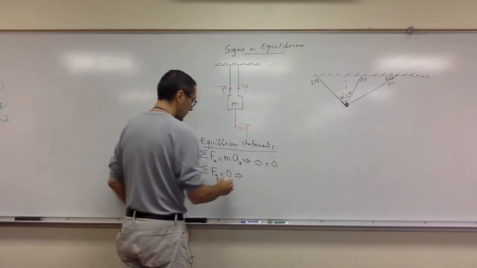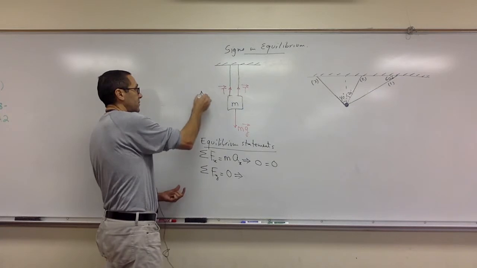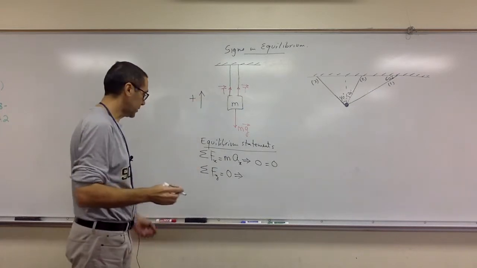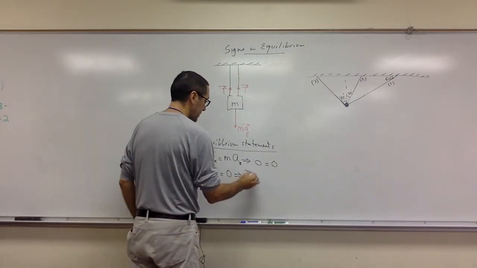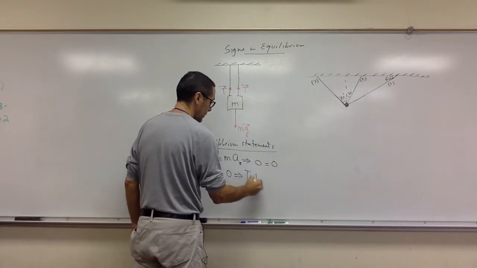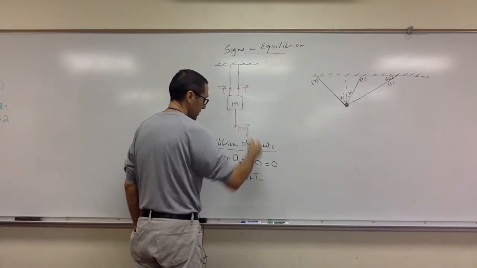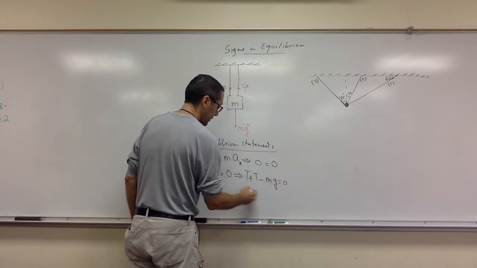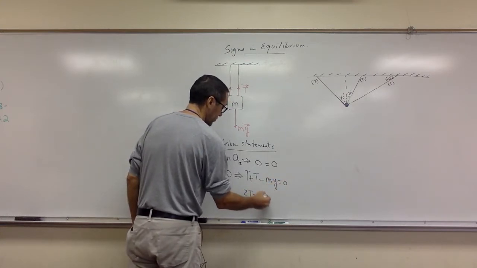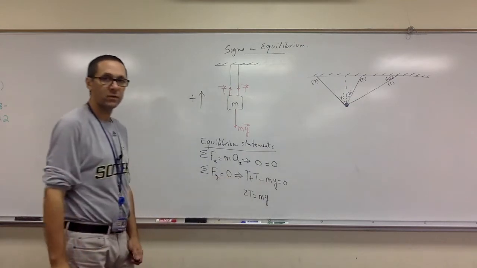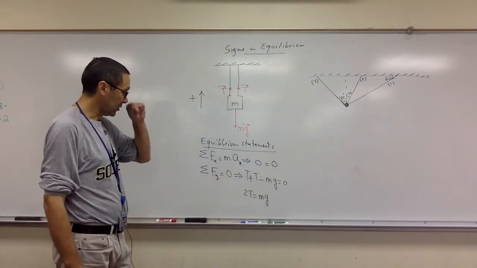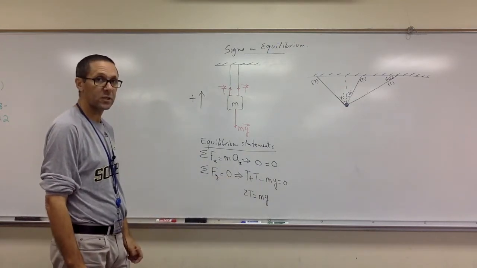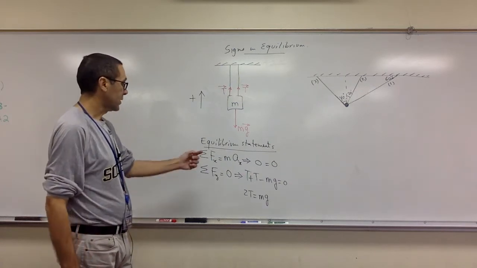I'm going to think of up as positive. It's just a matter of choice. You can choose whatever you want. So I have T plus T minus the forces pointing in the negative direction equal 0. So I get 2T equals mg. And you can solve for whatever you want to solve for. Don't memorize this stuff because it's going to change from one case to another.